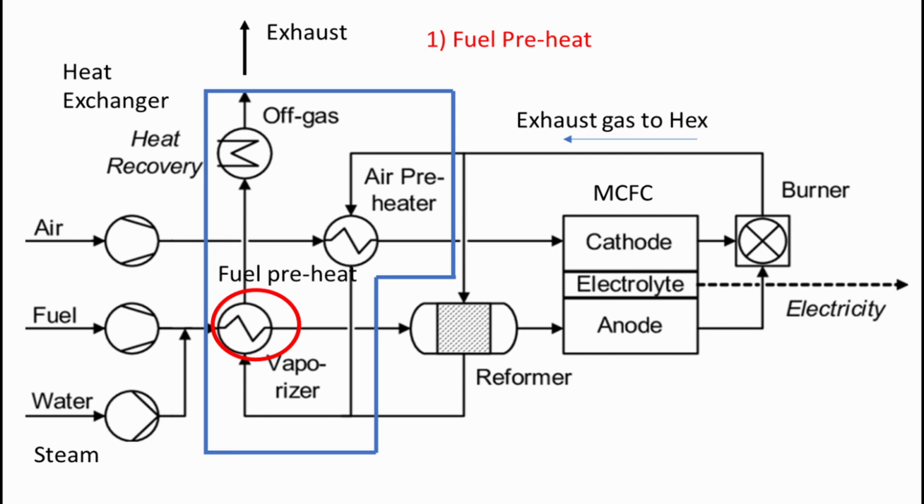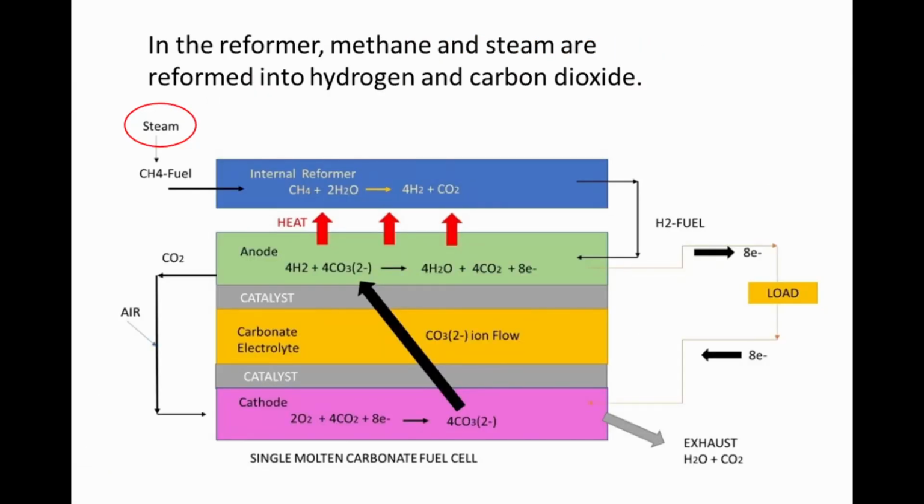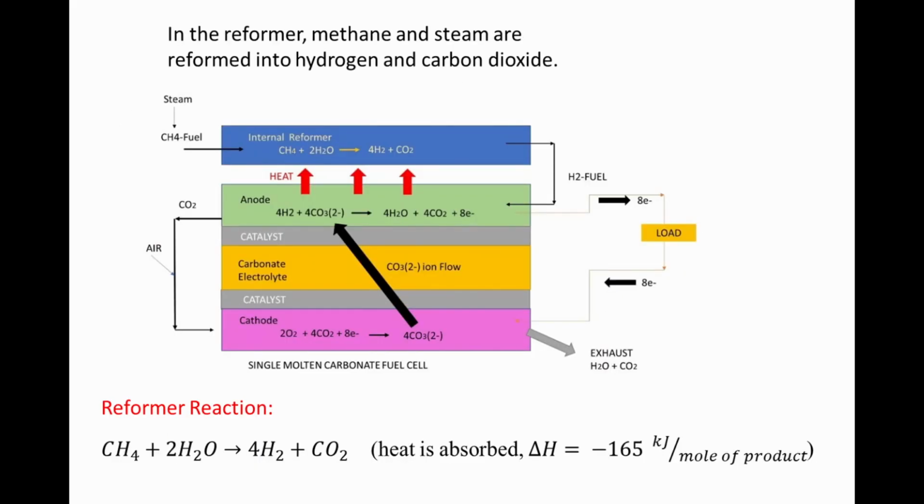In operation, the molten carbonate fuel cell cycle starts with the heating of the fuel to operating temperature, usually done by means of a heat exchanger through which the MCFC fuel pipes are heated by its own exhaust gases. Steam is added to the heated fuel to help the hydrogen reforming process. In the hydrogen reformer, methane gas and steam are reformed into hydrogen, H2, and carbon dioxide, CO2. The reforming reaction is shown.